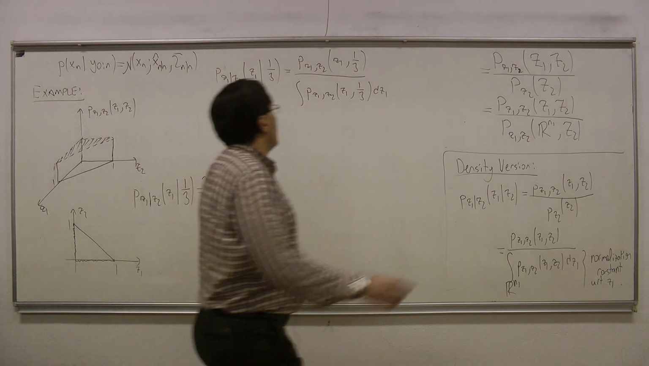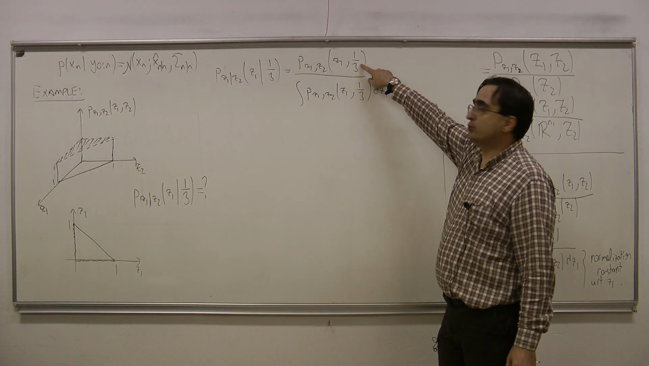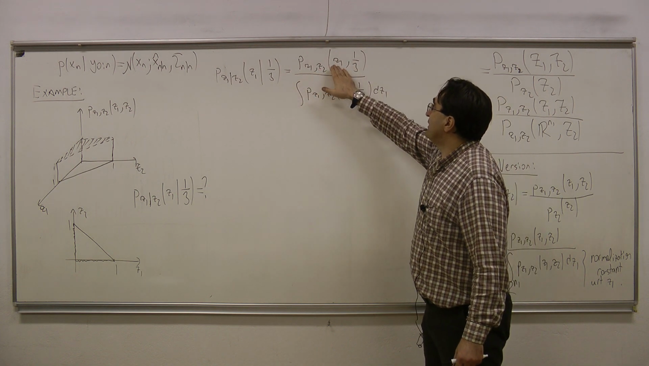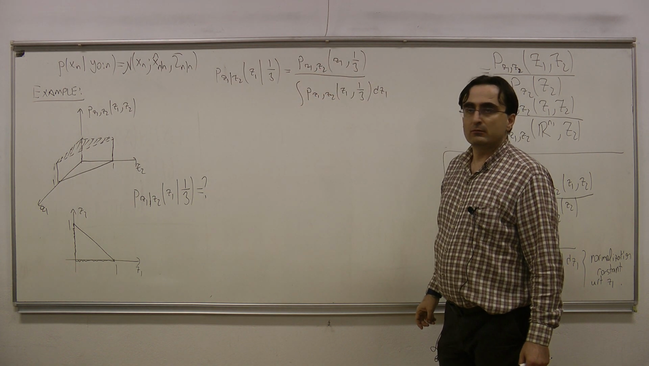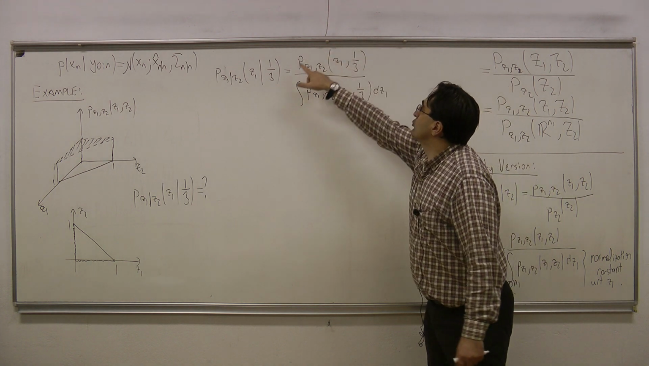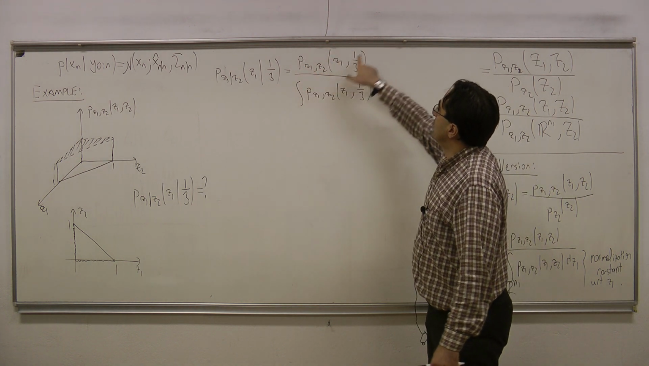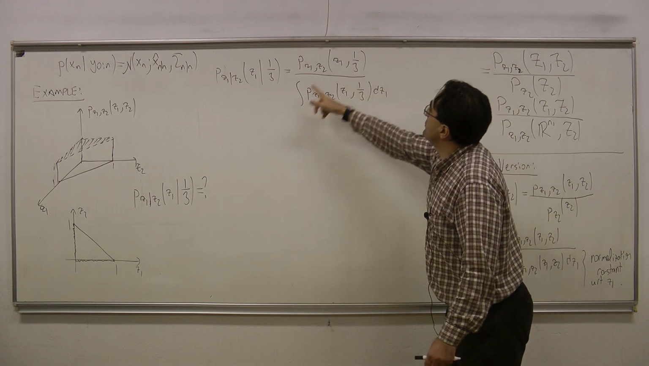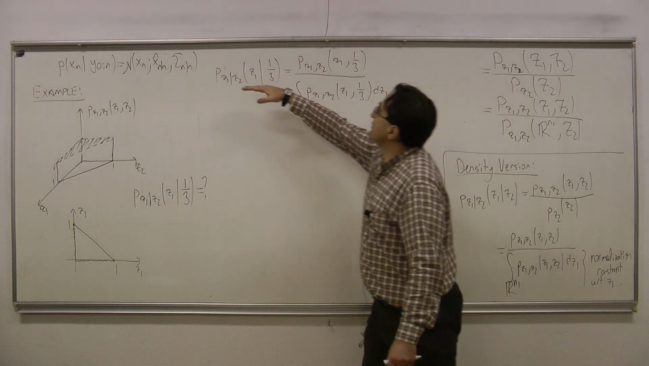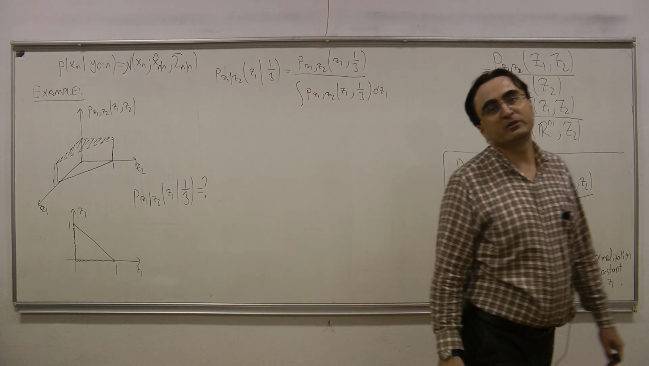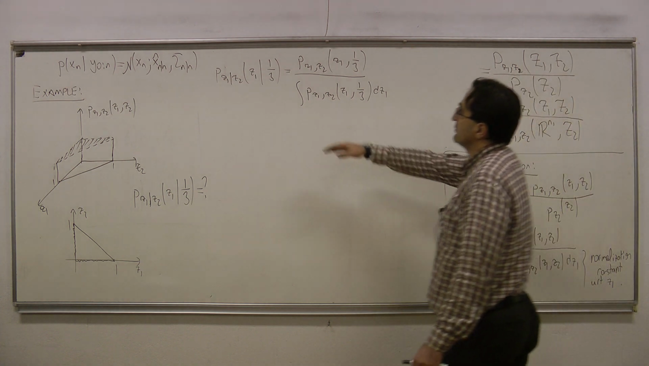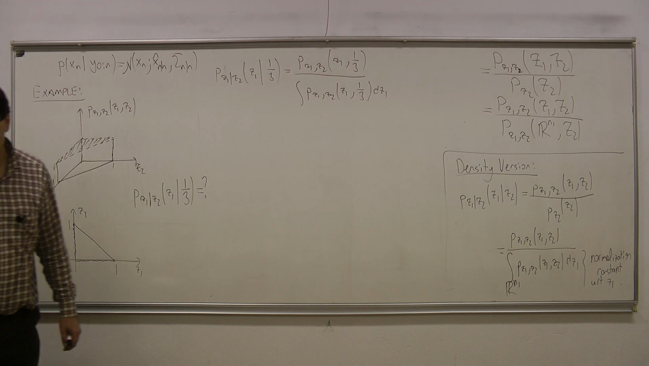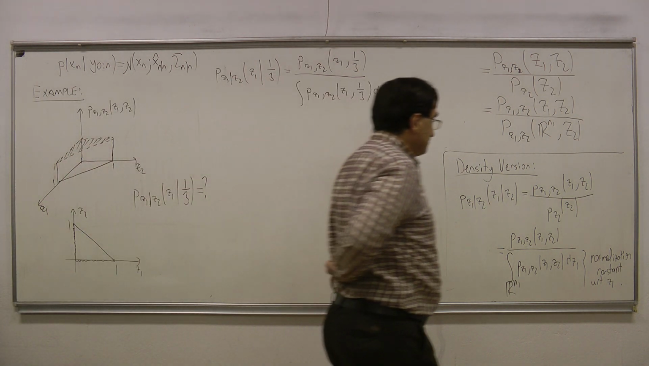So now you see that I fixed the value of Z2 at 1/3, and then I look at the joint distribution as a function of Z1, okay? And then I would normalize this joint distribution as a function of Z1 with respect to Z1, and I divide by this number, so that the integral of this conditional distribution with respect to Z1 would be 1. This is a proper density function for the random variable Z1, okay?